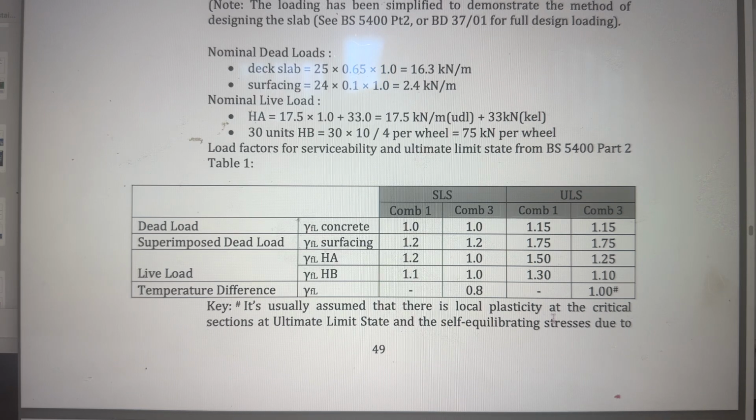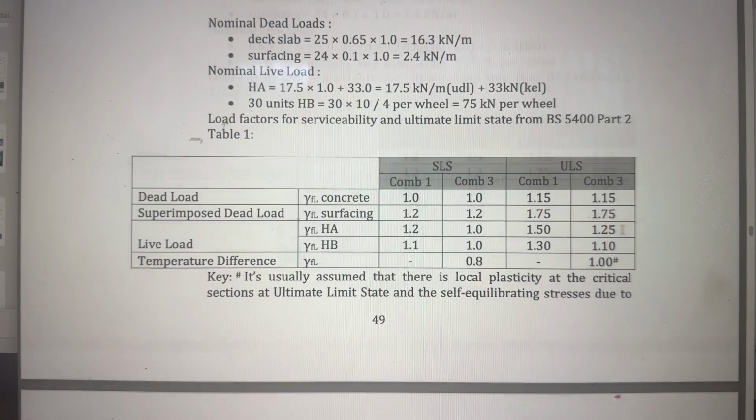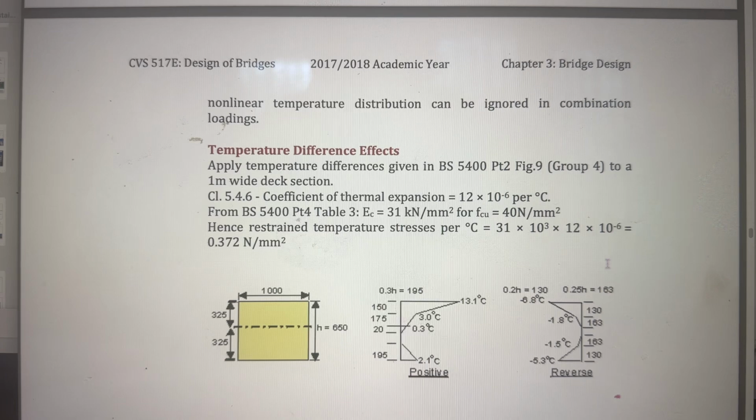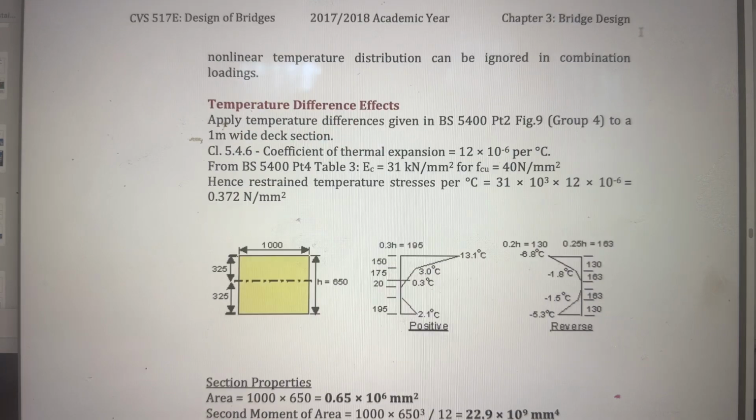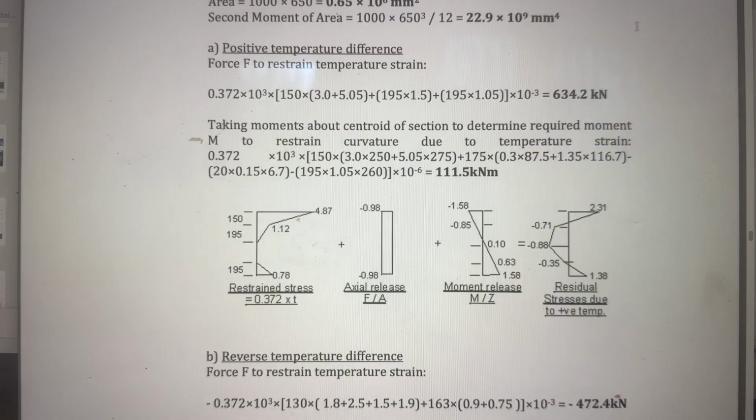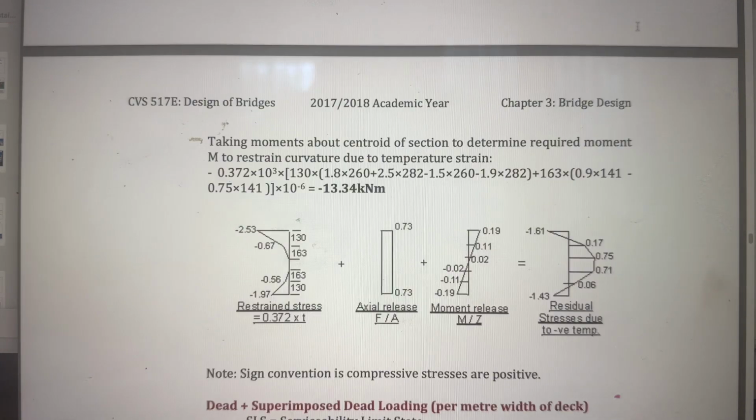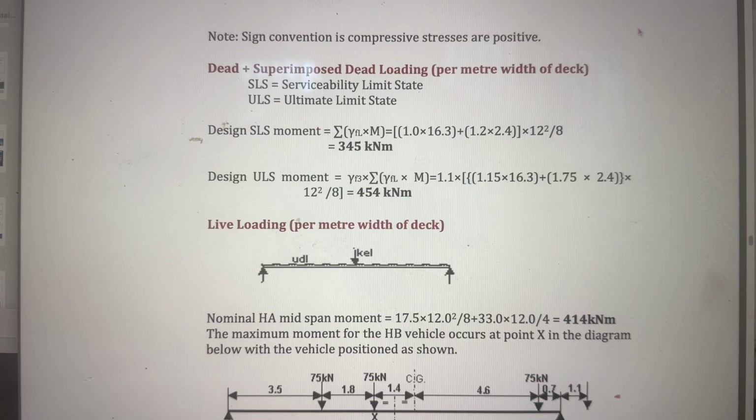So notice that it is provided that combination 1 is permanent loading plus live loading. And combination 3 is permanent loading plus live loading plus the effect of thermal or environmental effect. But we're not going to look at it at the moment. Because we're not dealing with the environmental or temperature effect at this stage, we're going to just skip through to move on to the calculation of dead load versus dead load and live load.